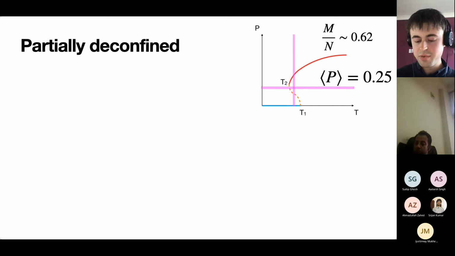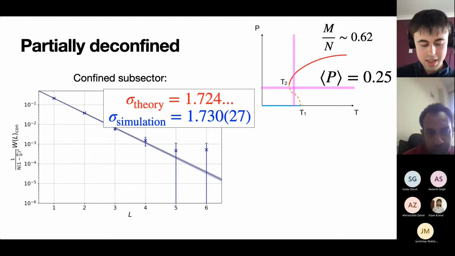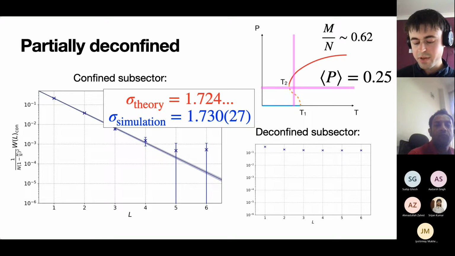And we can do the same for a different value of fixing the Polyakov loop. Here, m over n has a different ratio, closer to 0.6. And again, we see the linear potential for the confined subsector with a gradient which agrees with our predictions. And then the deconfined sector again doesn't have a linear potential.